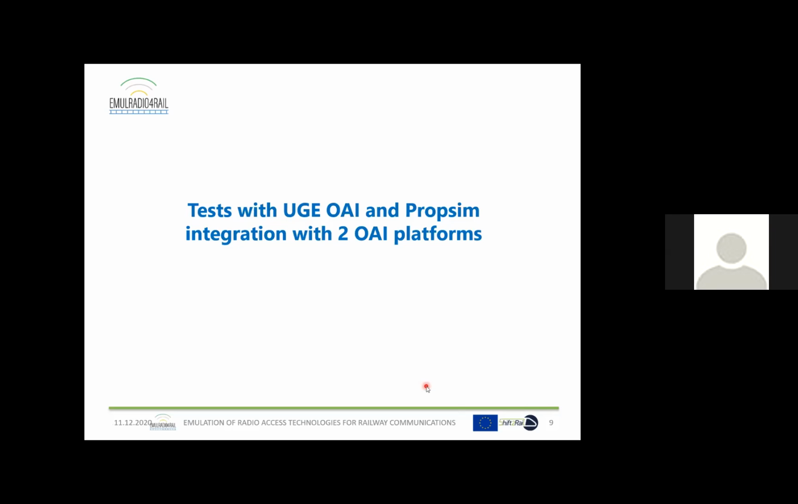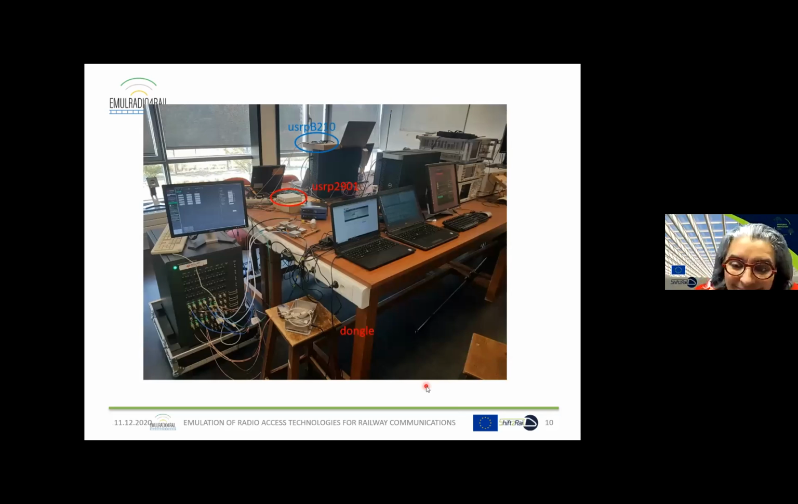So, Marion? Yes, so I will go next. I will present the test with the integration of the two OpenAir interface platforms, where we have changed some parts. Next one. Here you can see the two platforms. On the back of the screen, the DTU platform, and in the first position on the screen, the Univ Eiffel platform and the Keysight channel emulator. Next one.